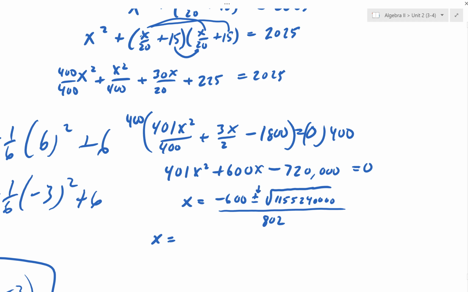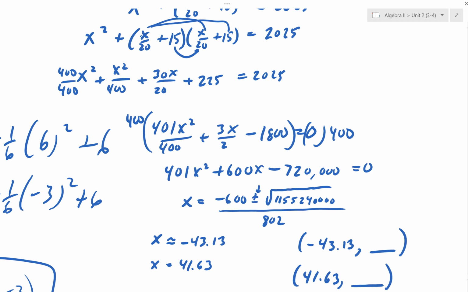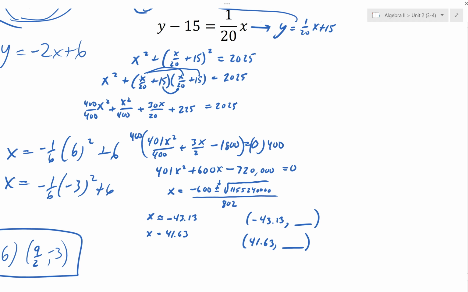Okay? Now if you plug all that into your calculator, if you do the plus, because it's plus and minus, you end up getting negative 43.13 approximately. And if you do the minus, you end up with, oh wait, actually that one is the minus. When you do the plus, you end up getting 41.63. So those are the two x coordinates that I get, negative 43.13 and some y value, and then 41.63 and some y value. Okay, and then we can go back to the original substitution that I did, which is here.